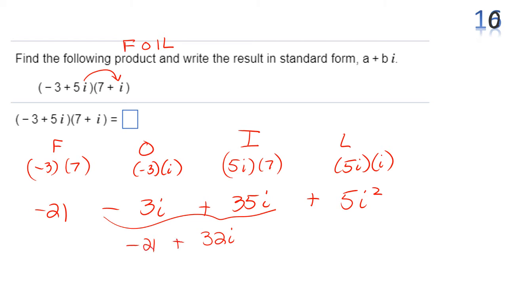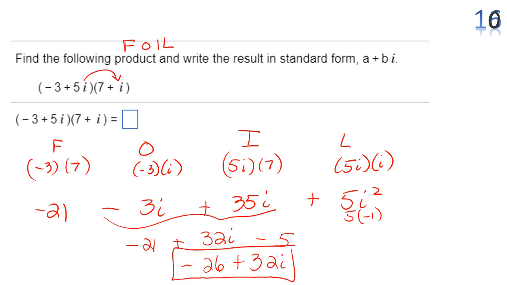Now, i squared was given as a definition to always equal negative 1. So substitute in negative 1 in place of i squared and multiply. That will now give you a minus 5. Combine the negative 21 minus 5, and that would be negative 26 plus 32i. Be careful to always list the i term last.